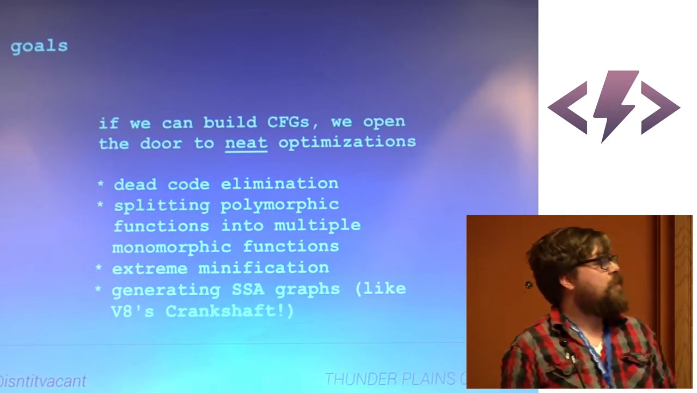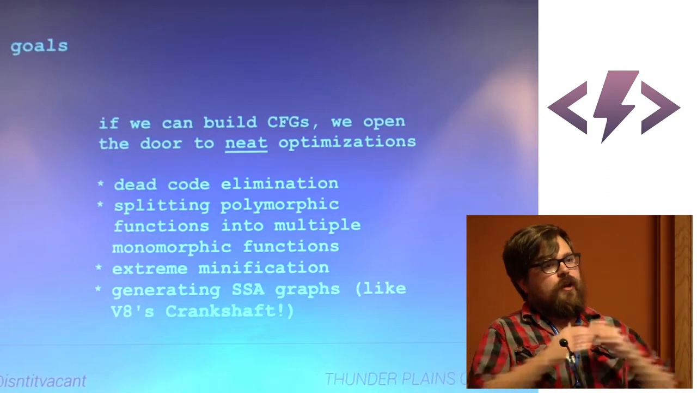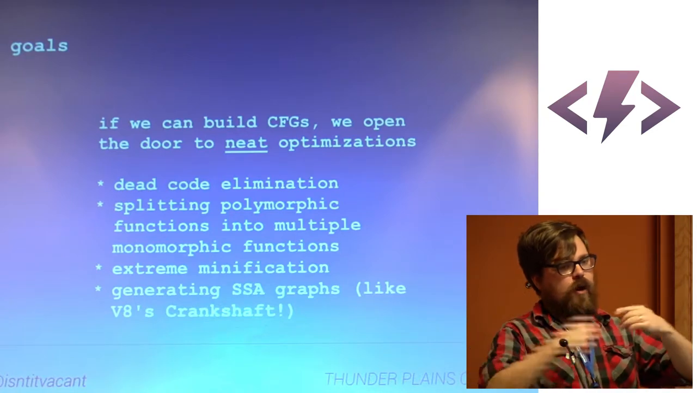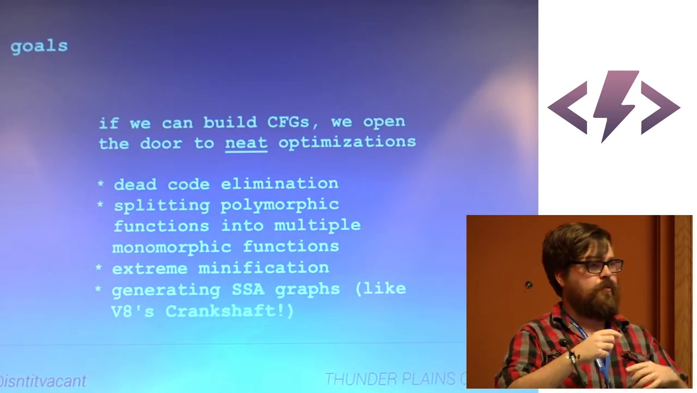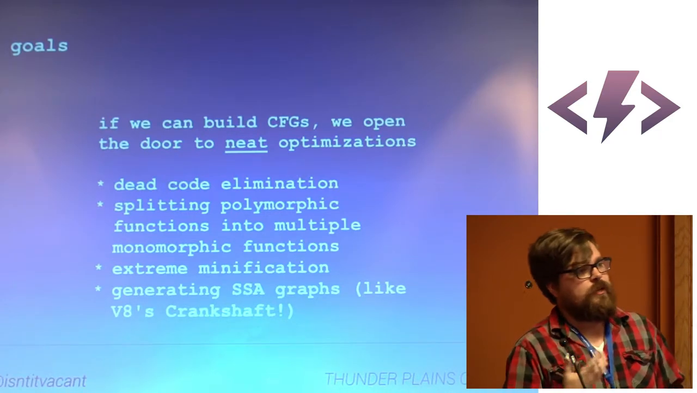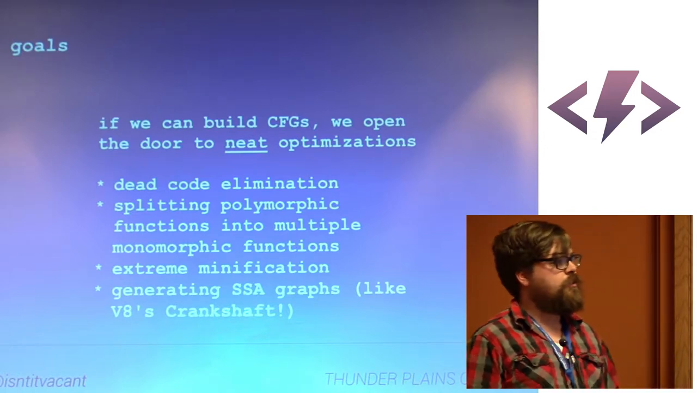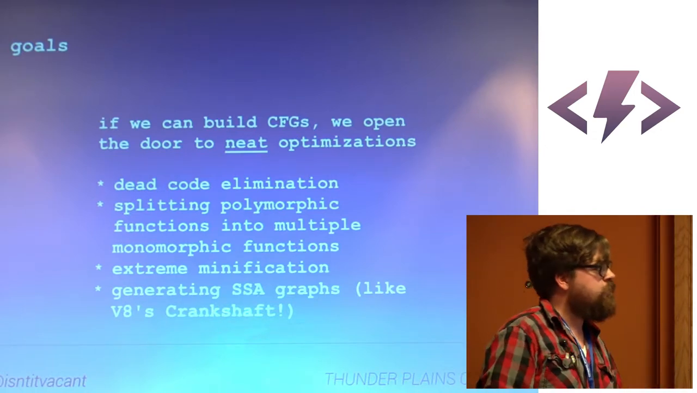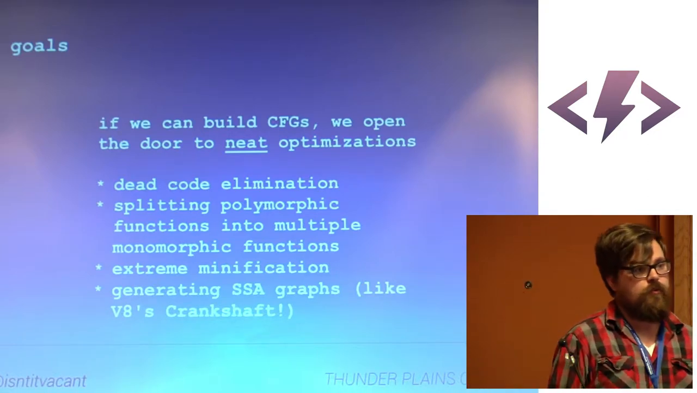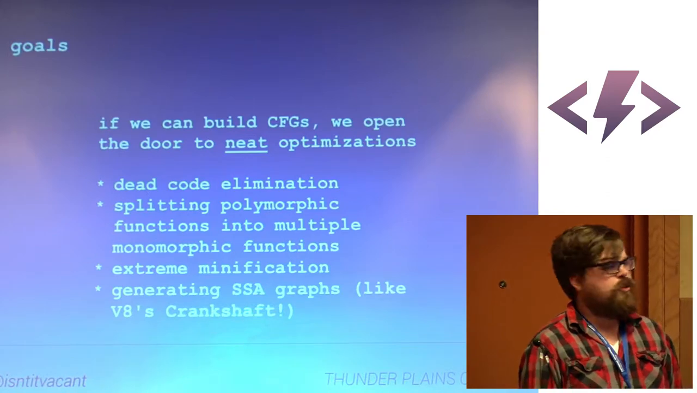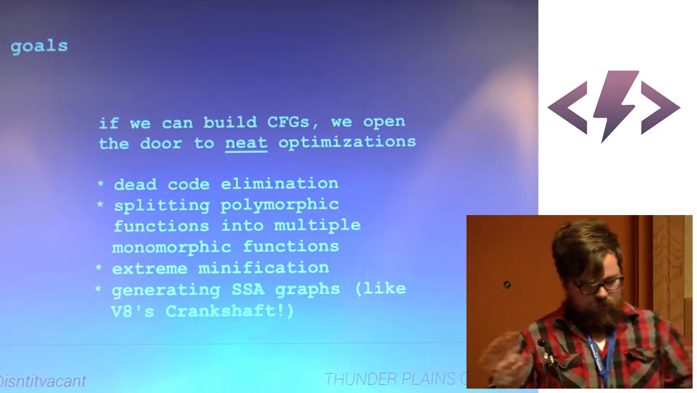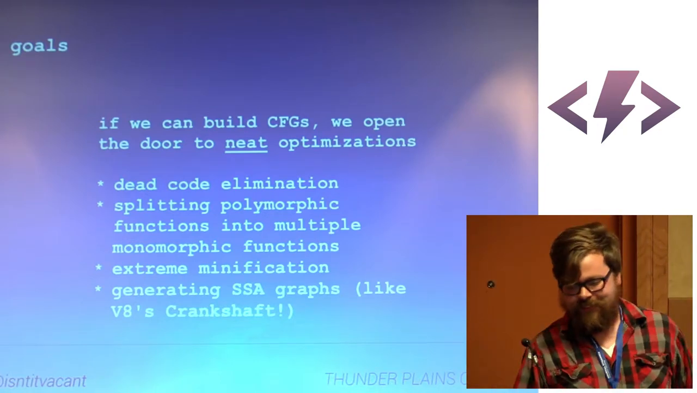You can use all sorts of extreme minification, too. Like, you can actually notice if in a straight line block, there's a load and then you modify a value and you replace the value into the name multiple times, you can eliminate all those extraneous storage operations. So you can actually do some pretty extreme minification. And finally, you can generate static single assignment graphs, which is what V8's Crankshaft does underneath the covers. And I'll show you what that looks like using IR Hydra, just to get an idea of what that is.